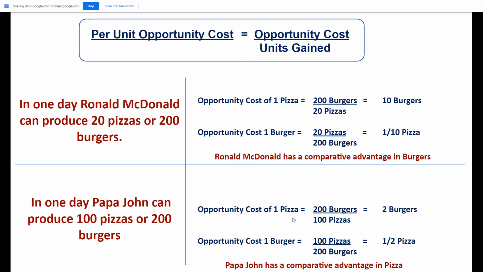So in one day, Ronald McDonald can produce 20 pizzas or 200 burgers. In the same amount of time, in one day, Papa John can produce 100 pizzas or 200 burgers. If we want to determine who has the absolute advantage, we ask: is this an output or an input question? Well, we're talking about one day and who can produce. Production indicates output, and since it's one day as a measurement, this is an output question. Who produces more pizza? Well, Papa John produces 100 to Ronald McDonald's 20. So absolute advantage here goes to Papa John.